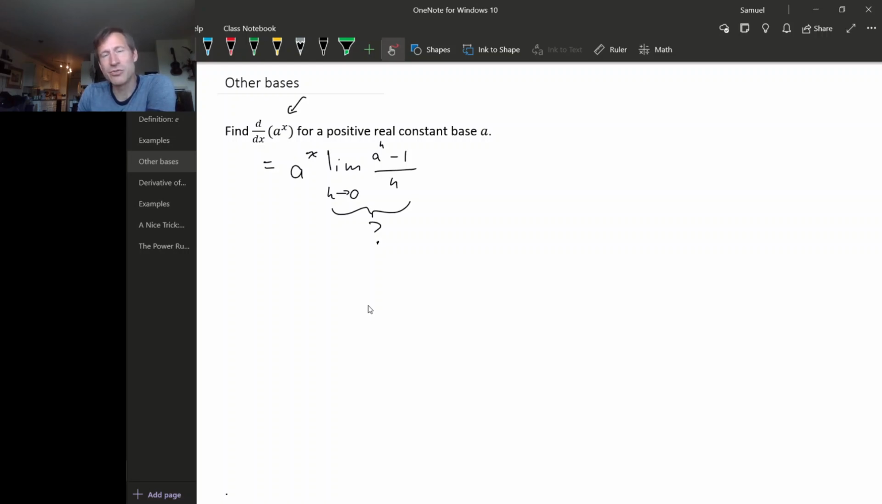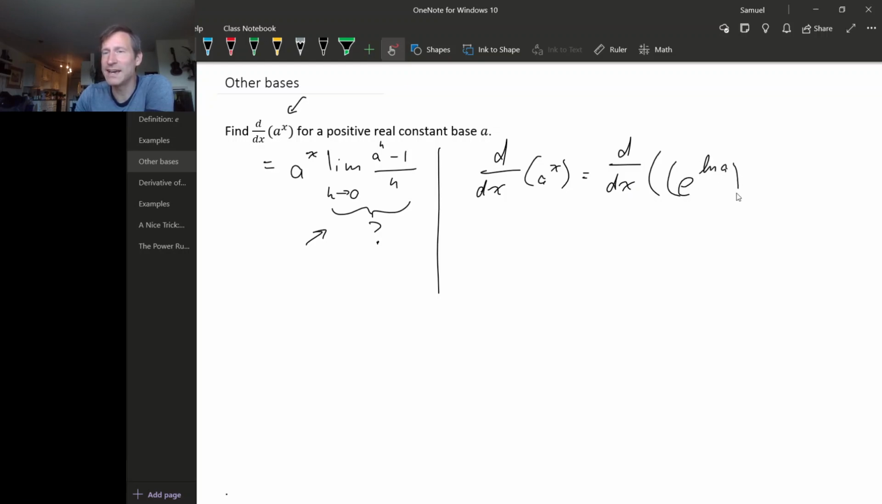Well, now that we know the derivative of e to the x, there's a different way that we can get at this derivative. So instead of using this formula, to find the derivative of a to the x, we can rewrite this exponential function in terms of the base e. So this is e to the natural log a times x. And this is because a is equal to e to the natural log a.